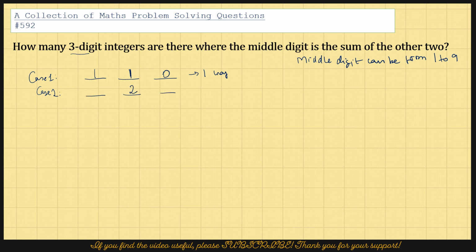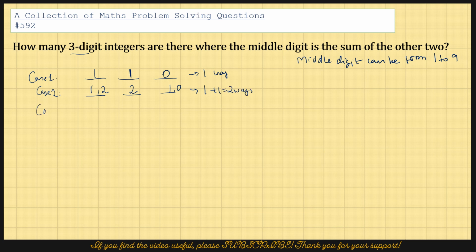Case 2 is when the middle digit is 2. You can have a 1 on the left and a 1 on the right, since 1 and 1 give you 2. That's one way. And then you can also have a 2 on the left and a 0, so 2, 2, 0. You can't swap places there, whereas with the 1s, even if you swap, it would be the same number. So there are 1 plus 1, that is 2 ways.